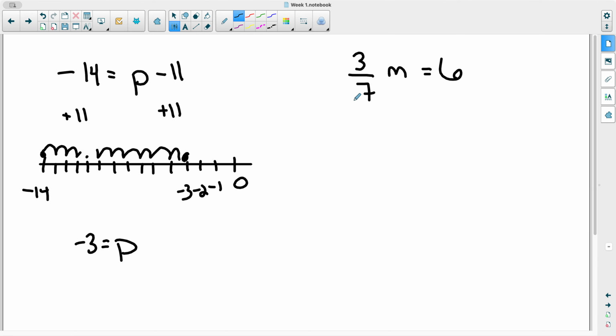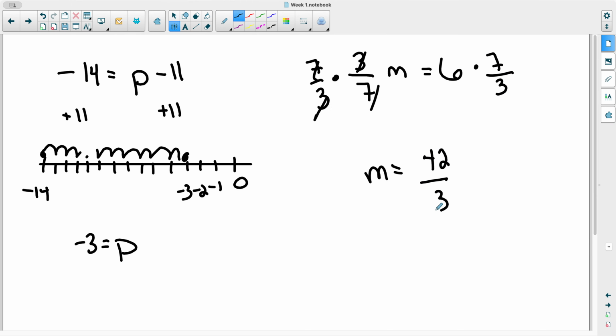The second problem, this is kind of strange. We're multiplying by 3/7. So you could do something else called multiplying by the reciprocal. I can multiply by 7 over 3. These cancel, so it leaves us with m on this side. You can simplify first if you want to, or you can say 6 times 7 is 42. And like with anything good, then we have to simplify this. M is equal to 14.